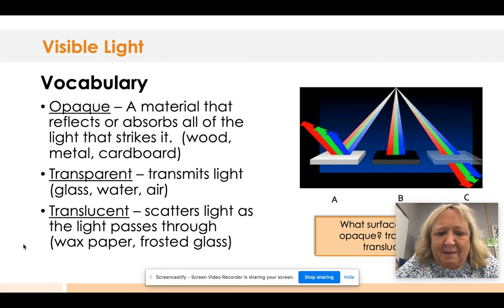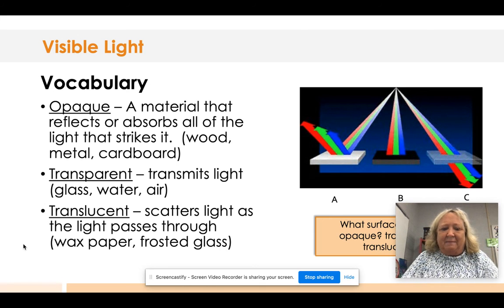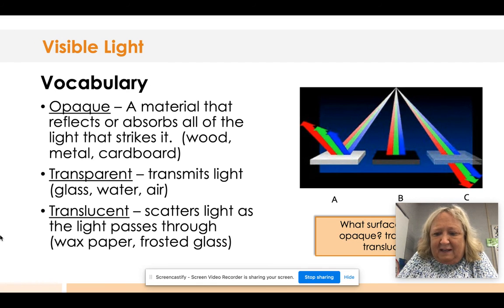Then there's a middle class called translucent, and it lets light through, but it scatters it a little bit. So something like wax paper, frosted glass, thin fabric, anything that allows a little bit of light through.